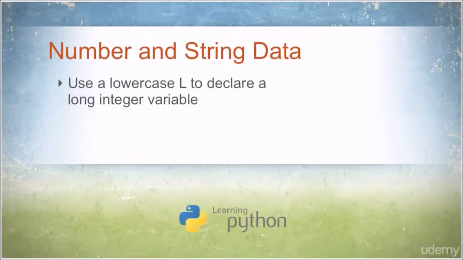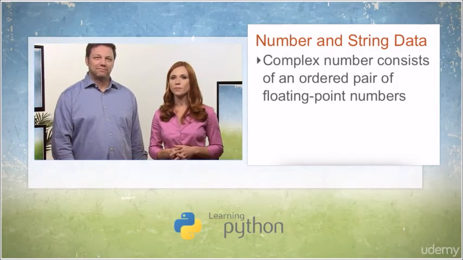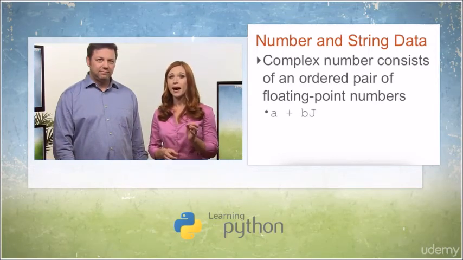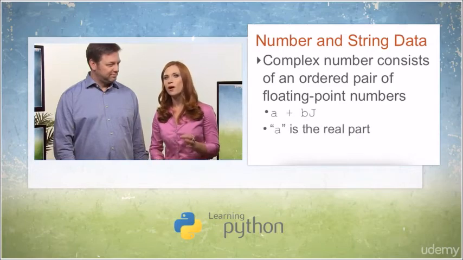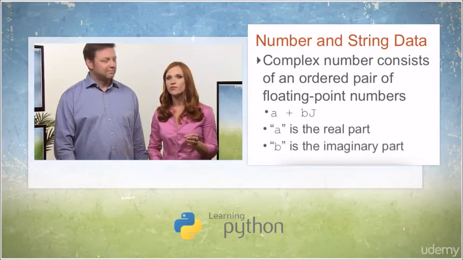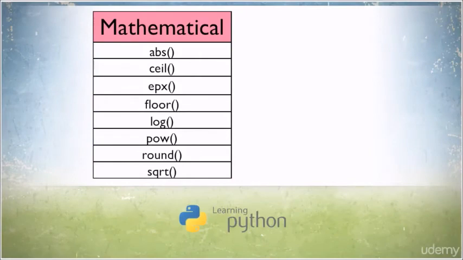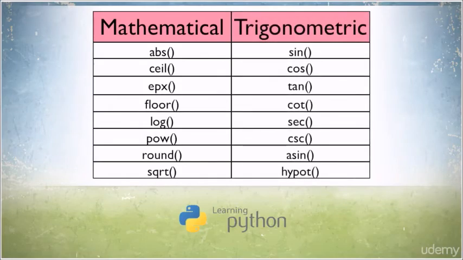Remember, you should use a lowercase l for declaring long integer variables because sometimes it leads to confusion with the number 1. A complex number consists of an ordered pair of real floating point numbers, and it's denoted by a plus bJ, where a is the real part and b is the imaginary part of the complex number. Python supports mathematical and trigonometric functions such as abs, ceil, cmp, exp, fabs, floor, log, max, min, modf, pow, round, sqrt, sin, asin, and hypot.